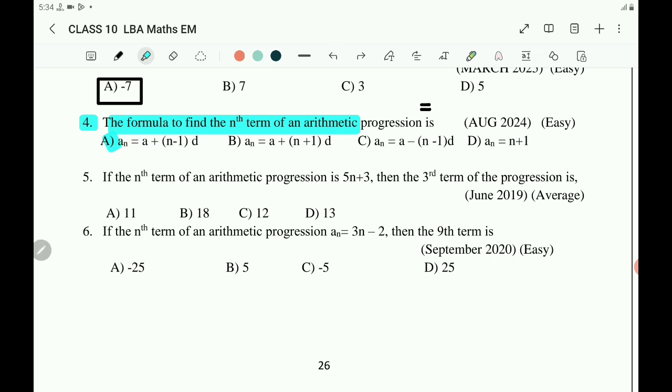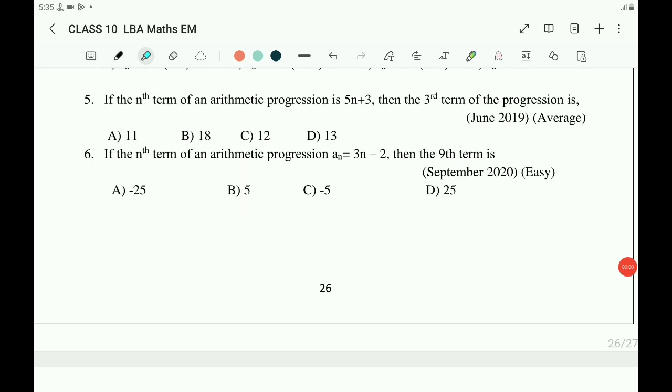And you know that second option B is there: a plus n plus 1 into d. It is not the answer. Here a minus is there, so it is not the answer. Here n plus 1 is there. It is not the answer. So, what is the answer? Answer is option A: an equals a plus n minus 1 into d. You must learn the formula. Then you can choose the answer directly.